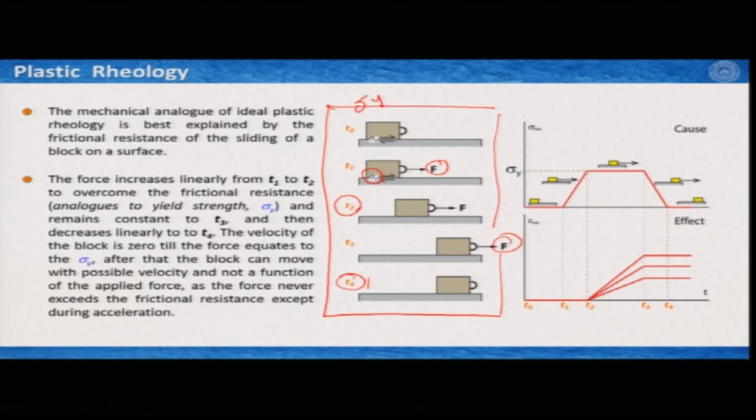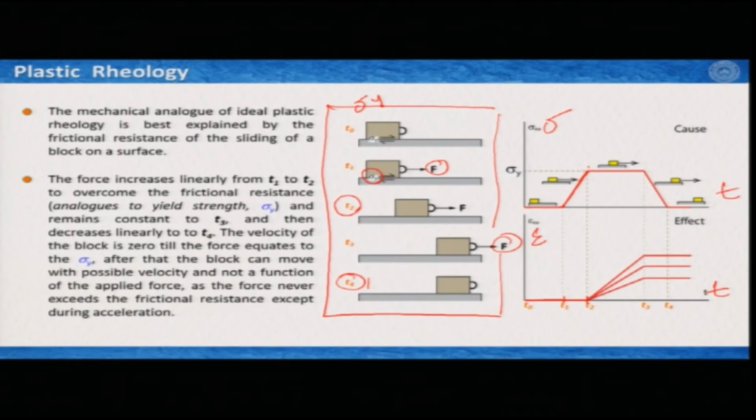So, if I try to look in a very similar diagram that we have been looking at, where you have stress versus time and strain versus time, the first one is your cause, second one is your effect. What is happening here? When you have no stress, there is no strain, and now you started applying F slowly, but you have the frictional resistance. So, the material is not moving. So, you can see there is no strain even if you have applied a significant amount of stress.